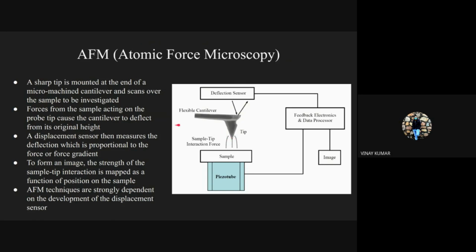This is detected by the cantilever and sent to the deflection sensor. In this experiment, a displacement sensor measures the deflection, which is proportional to the force gradient. To form an image, the strength of the sample-tip interaction is mapped as a function of the position of the sample. So MFM techniques are strongly dependent on the displacement sensor. We need a good displacement sensor for this technique to work.